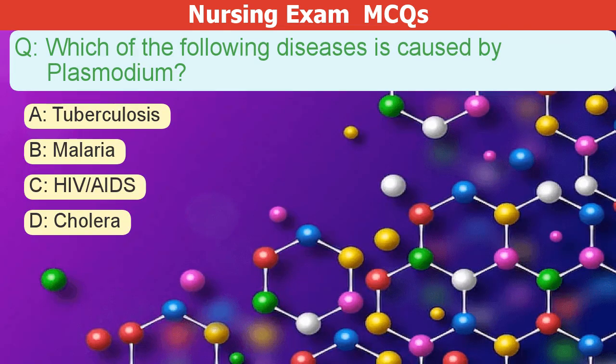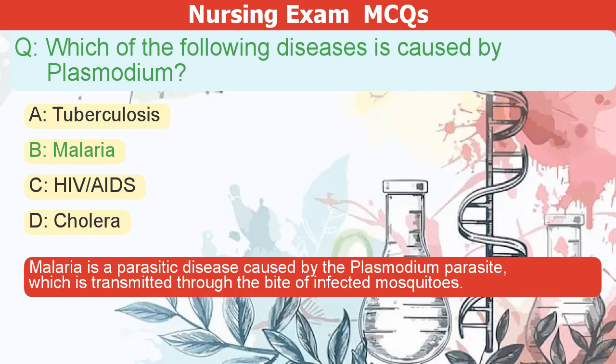Which of the following diseases is caused by Plasmodium? A. Tuberculosis. B. Malaria. C. HIV, AIDS. D. Cholera. The correct answer is B. Malaria is a parasitic disease caused by the Plasmodium parasite, which is transmitted through the bite of infected mosquitoes.